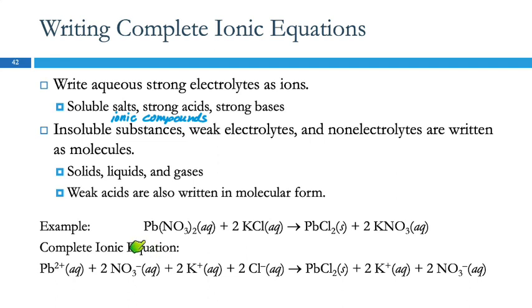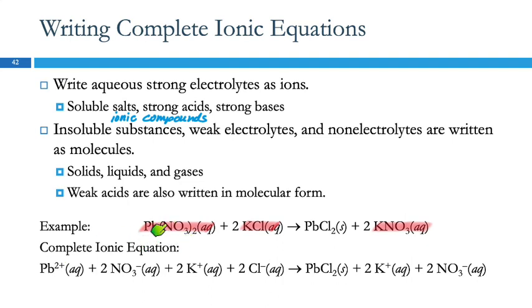So here's this example with the lead nitrate and potassium chloride. It's forming solid lead chloride. So this is the molecular equation, and then to write the complete ionic equation, we're going to separate things into ions. And so this is an ionic compound that's soluble, this is an ionic compound that's soluble, and this is an ionic compound that's soluble. So when ionic compounds are soluble, they separate into their individual ions. So we're going to write them that way.